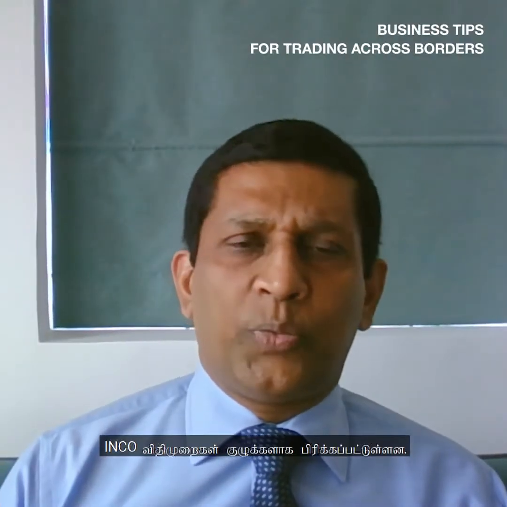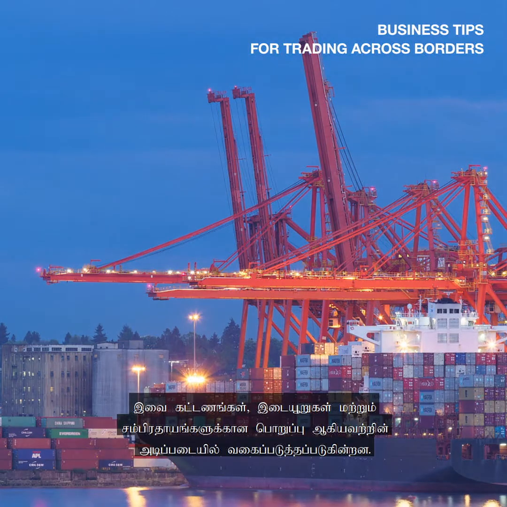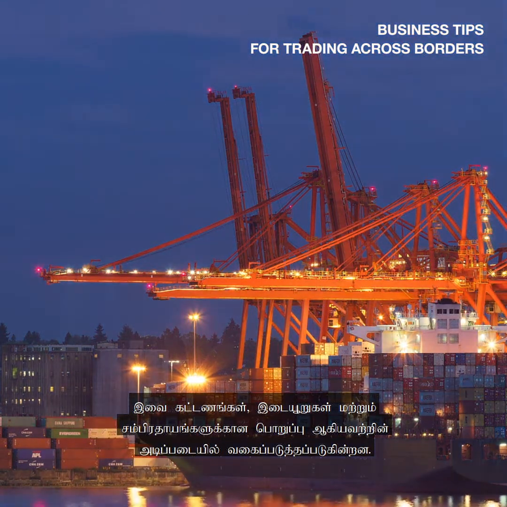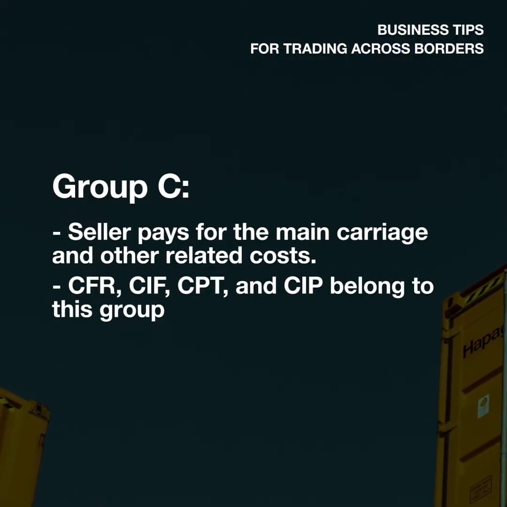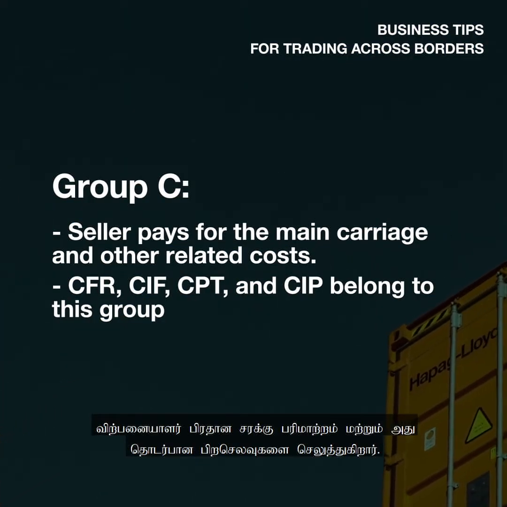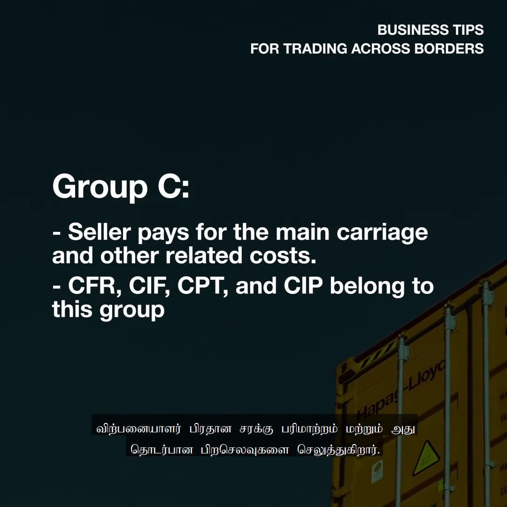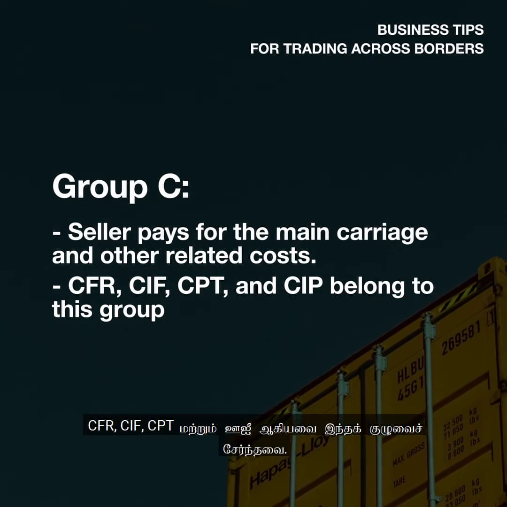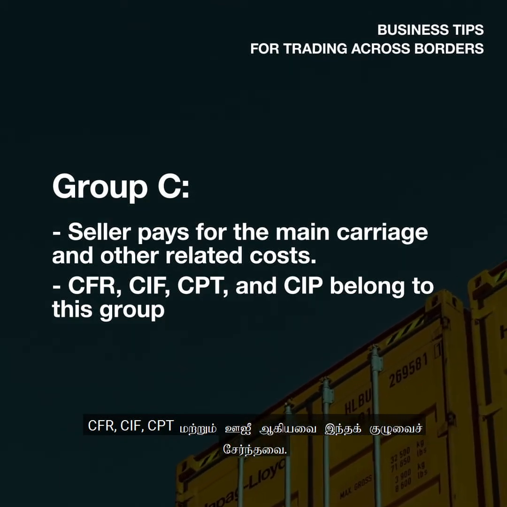Incoterms are divided into groups. The latest Incoterms 2020 is categorized into 4 groups as C, D, E and F. These are classified according to the fees, risk, and responsibility for formalities. Group C: Seller pays for the main carriage and for other related costs. CFR, CIF, CPT and CIP belong to this group.